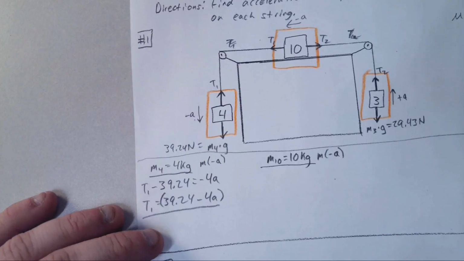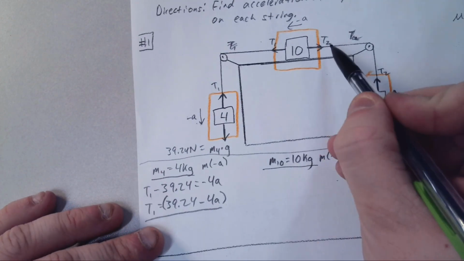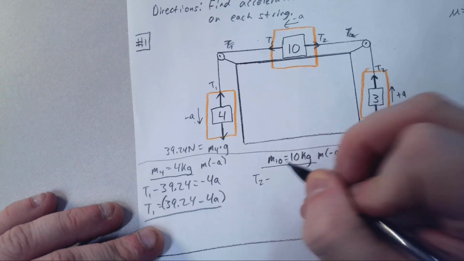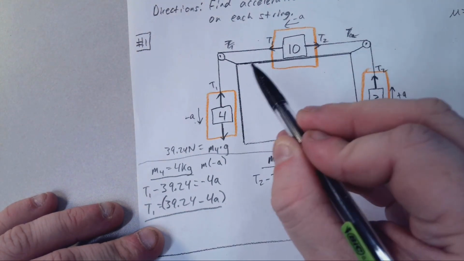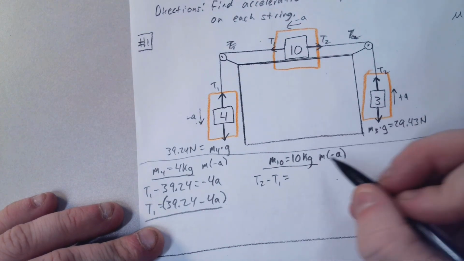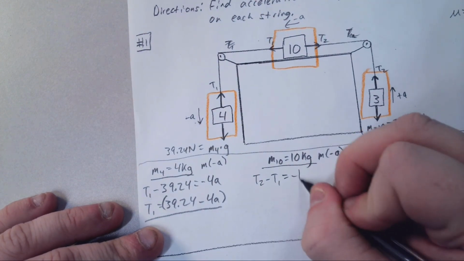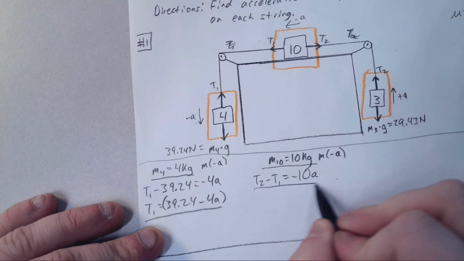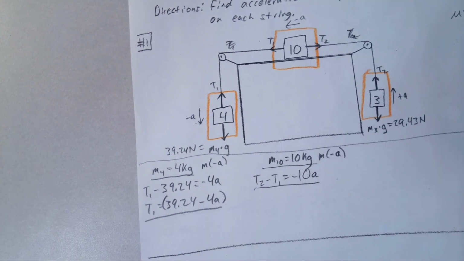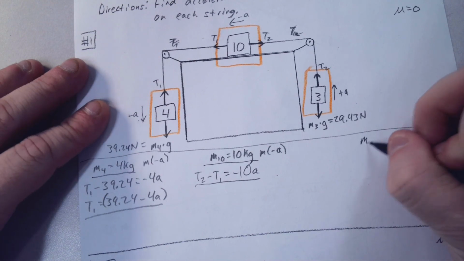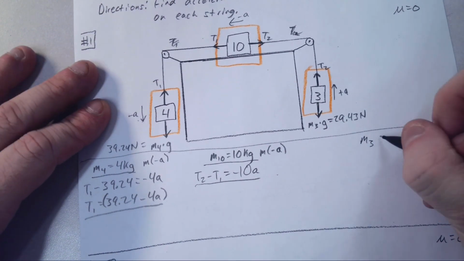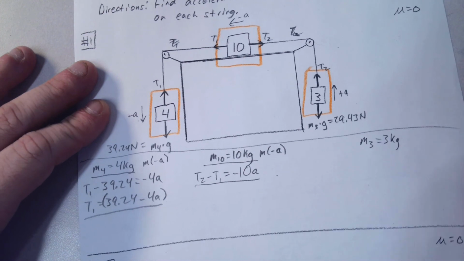The equation we would have is right minus left. Right is T2, so T2 minus T1, right minus left, equals 10 times negative A, or negative 10A. And at this point, it doesn't really benefit us to rearrange the equation. Here, there was only one tension, so we could do that. But here, we'll just leave it like that. And then we'll look over at the mass 3. M3 is 3 kilograms.